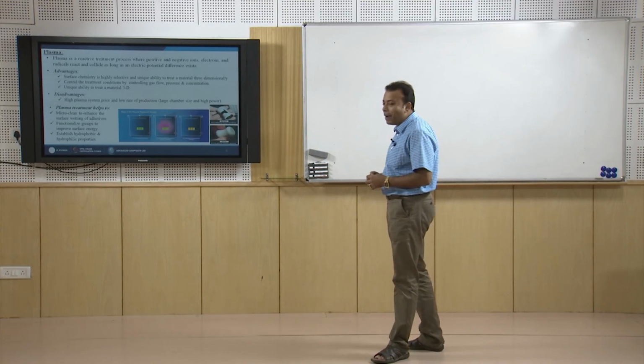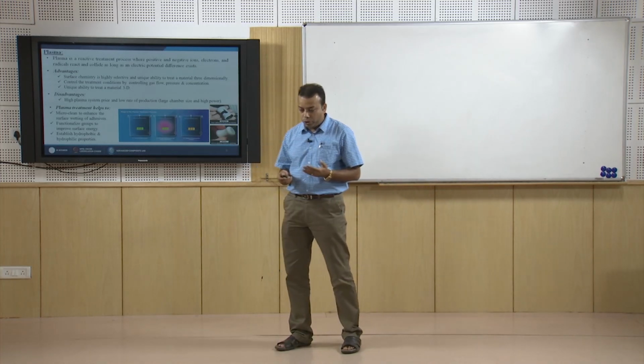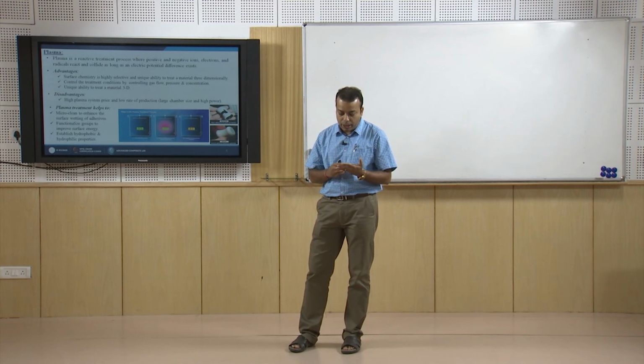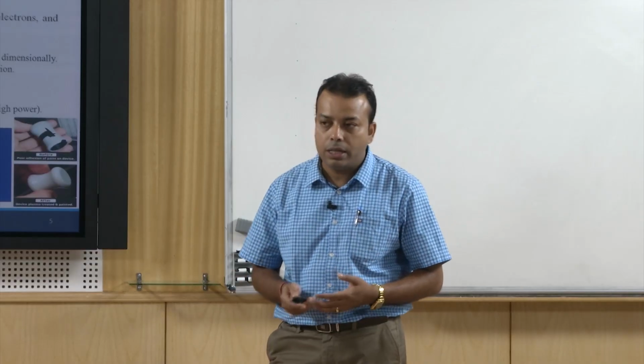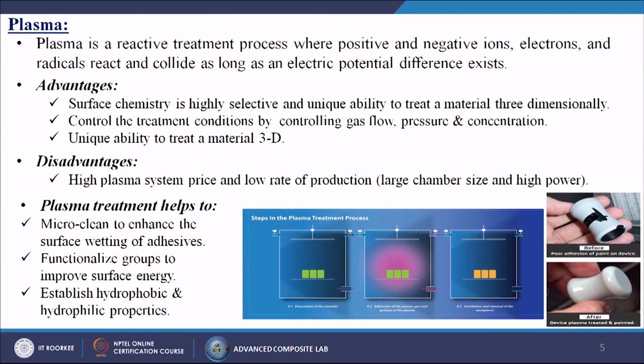Next we will discuss plasma. As we know, plasma is nothing but the 4th state of matter. If we agitate a material it can show the 4th state; normally we know the solid state, liquid state and gas state, and plasma is called the 4th state of a material, beyond these 3 normal states. Plasma is a reactive treatment process where positive and negative ions, electrons and radicals react and collide as long as an electrical potential difference exists.